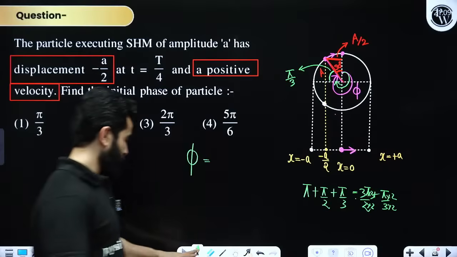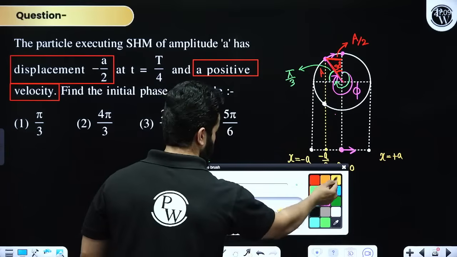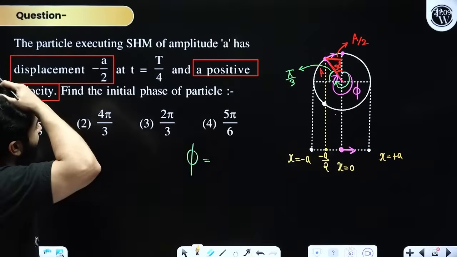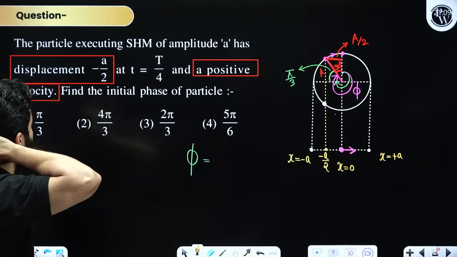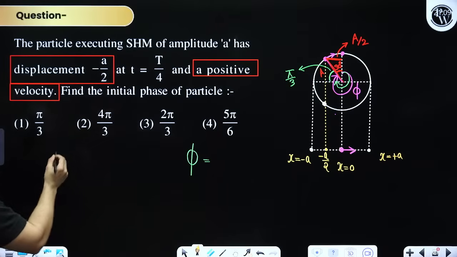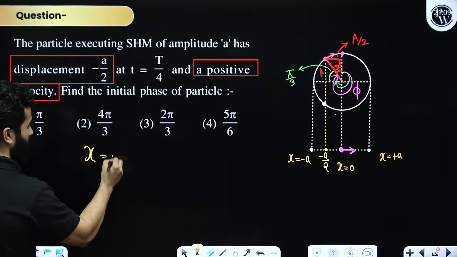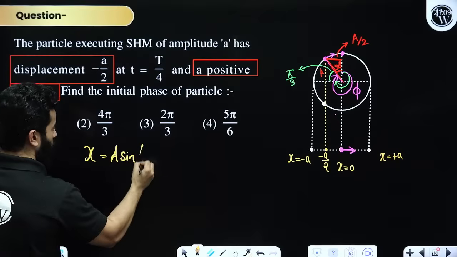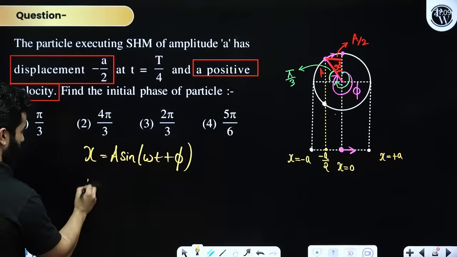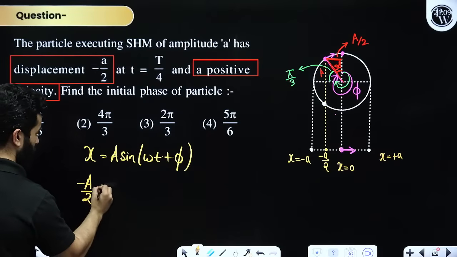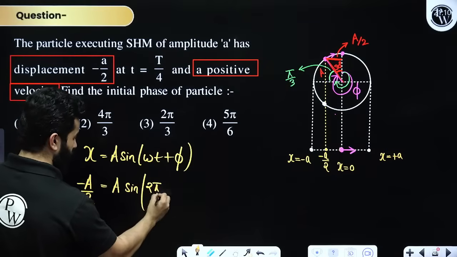Okay, no problem. Let me use another method. They are saying at T by 4. This is not at t equals to 0. This is the problem. So let's use another method. x is equal to a sine of omega t plus phi. So x is equal to minus a by 2. This is equal to a sine, and omega is 2 pi by T.